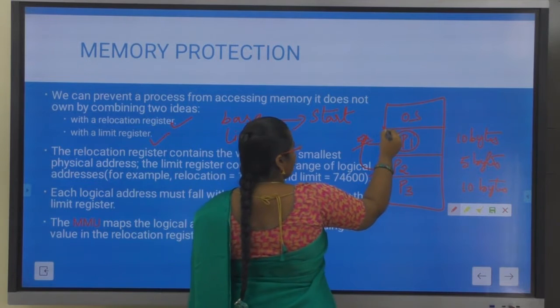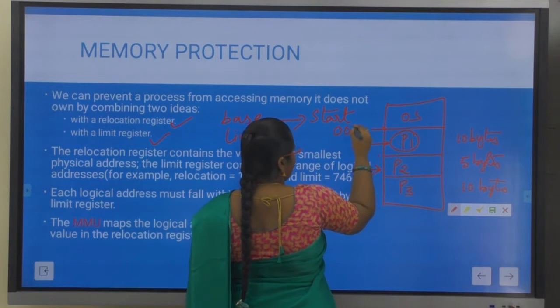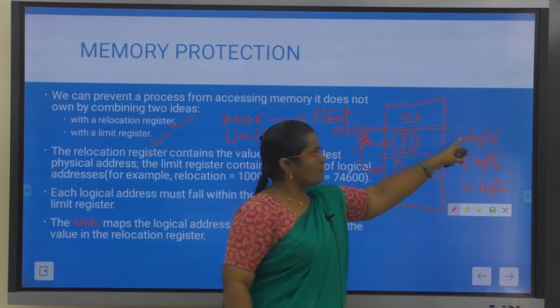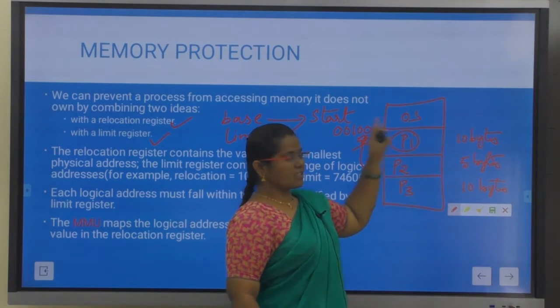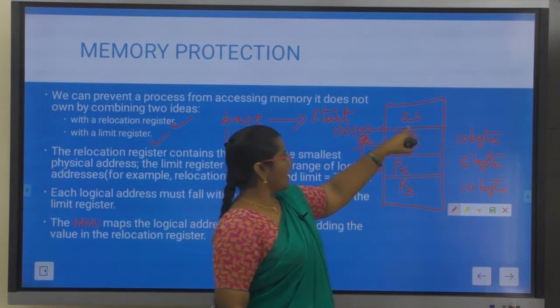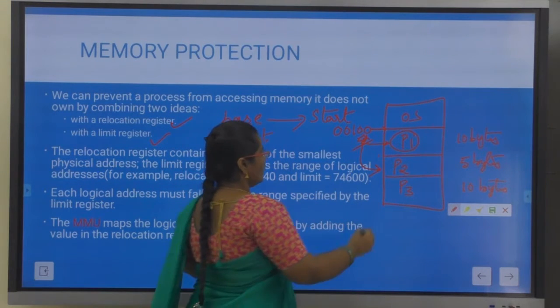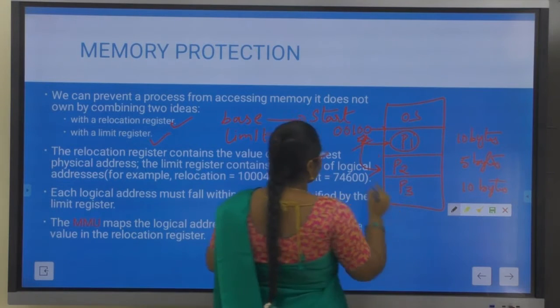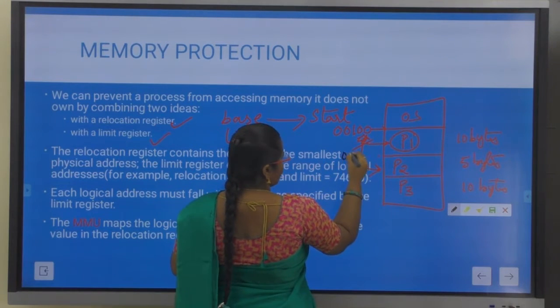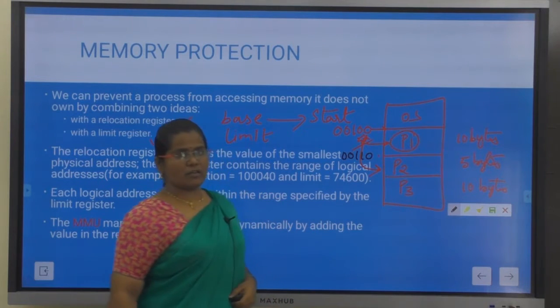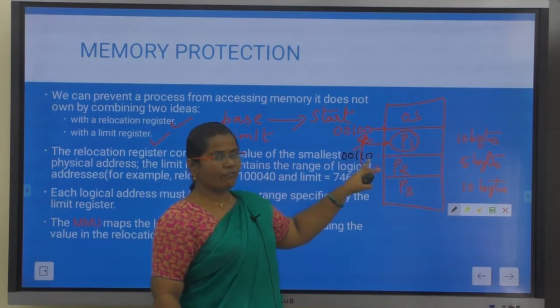So here, if my process P1 starts at the address 00100 and it contains 10 bytes of size, since it is a contiguous memory allocation, I have allocated the memory in a continuous fashion. So the last address of this process will be 00110. So 10 bytes of memory.